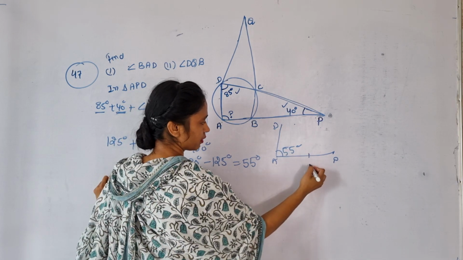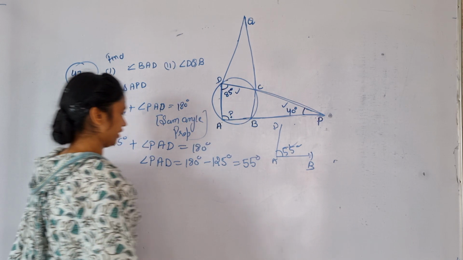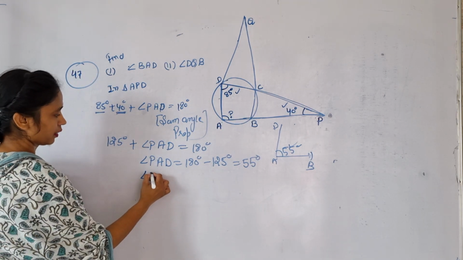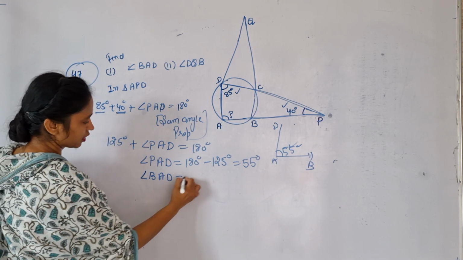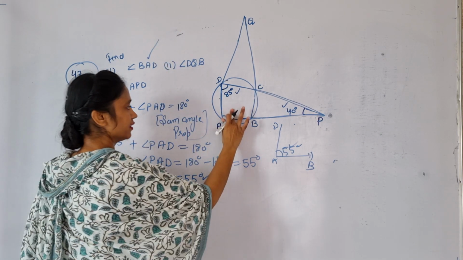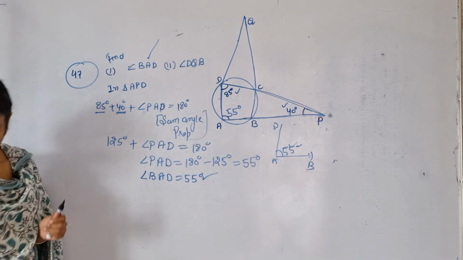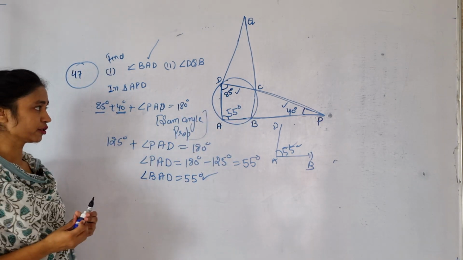here is PAD, here is in between somewhere B. If we reduce this line a little, there will be no effect on this. So BAD, the first we had calculated, BAD is 55 degree. Hope this first part is clear to you.